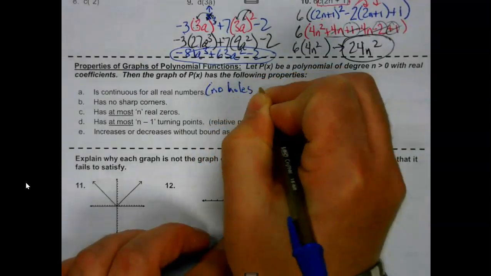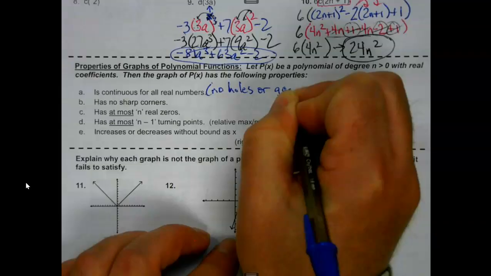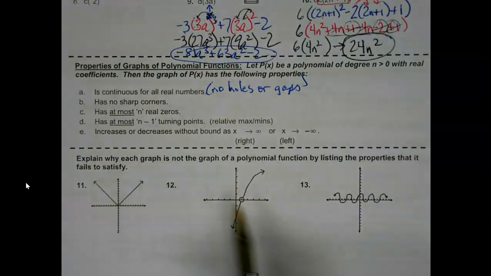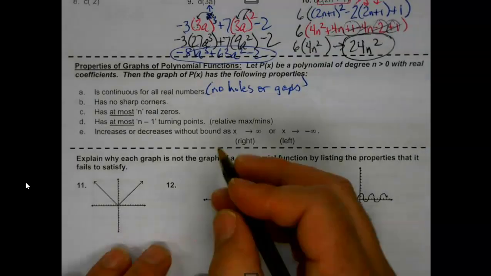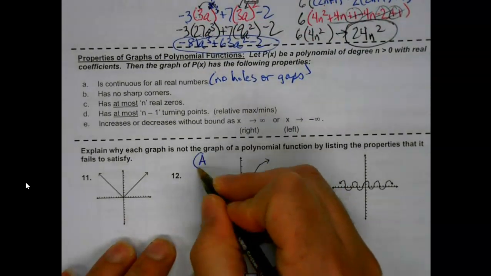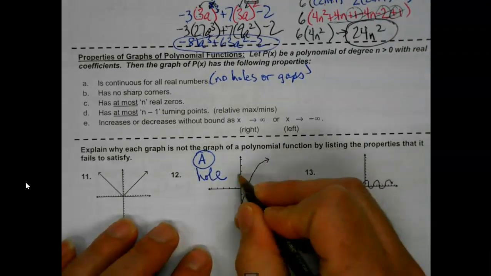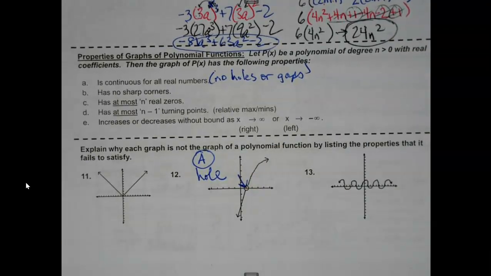No holes or gaps. Do we want an example? We do. This is a perfect example of letter A because there's a hole. That's a problem. Holes in graphs are a thing. We've already had holes in some places, but we'll talk about that again.